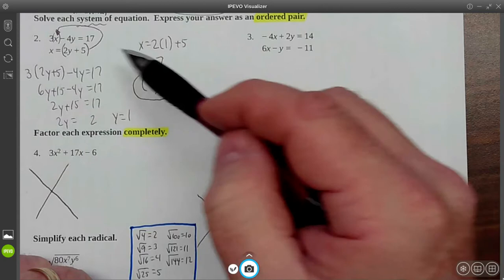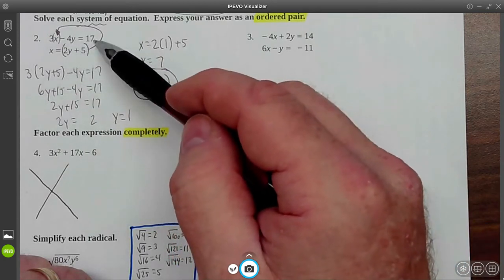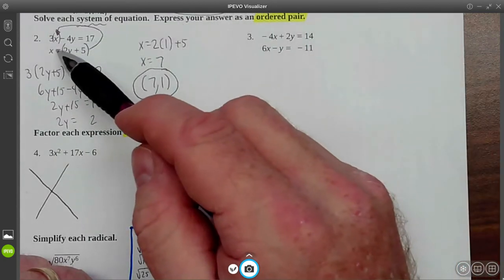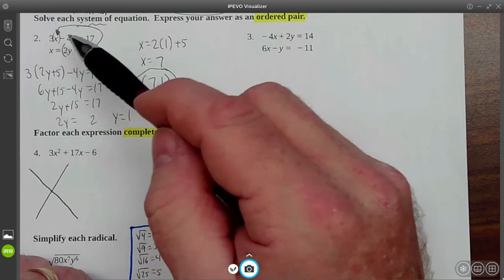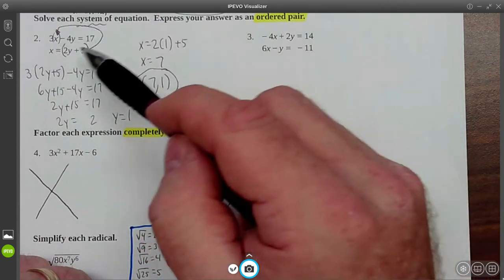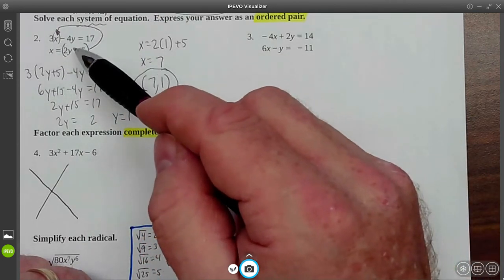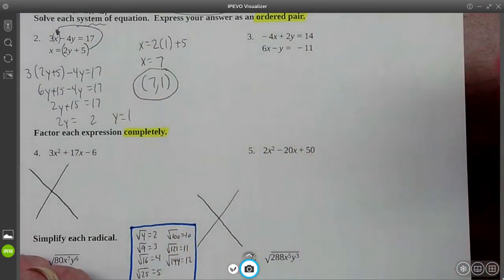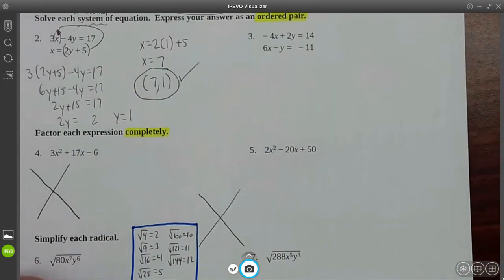Minus 4 times 1 is minus 4. 21 minus 4 is 17. That does check out. How about in this instance? If x is 7, 7 equals 2 times 1, which is 2 plus 5. 7 equals 2 plus 5. Yep, that checks out. So we know that we got that one right.